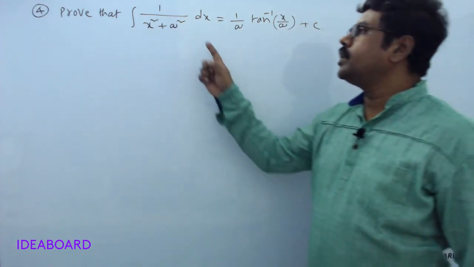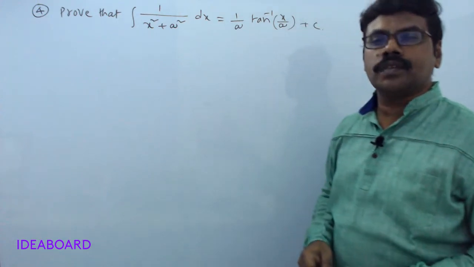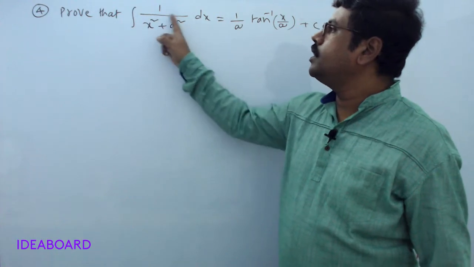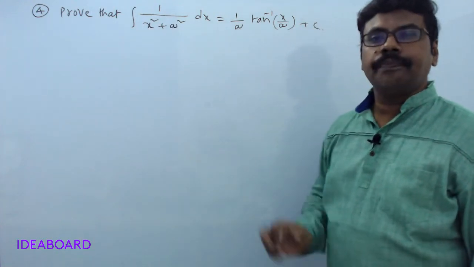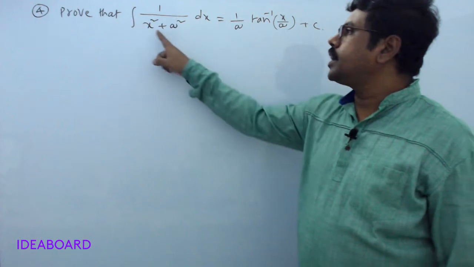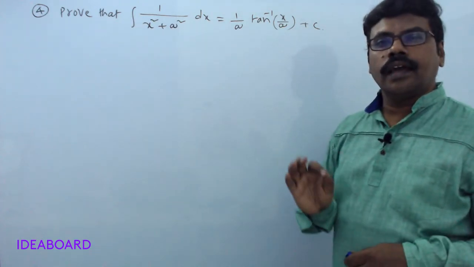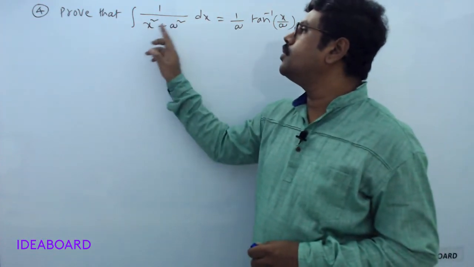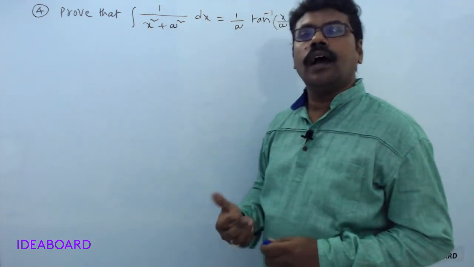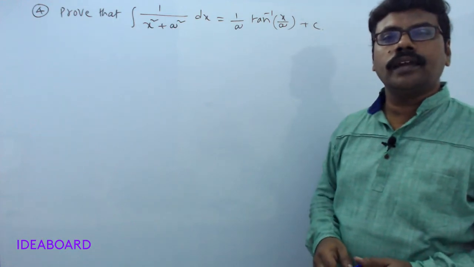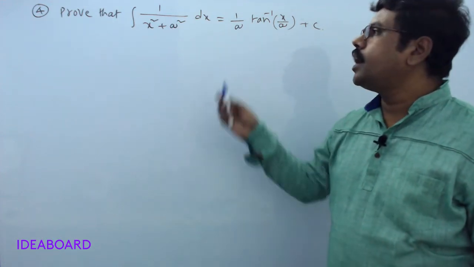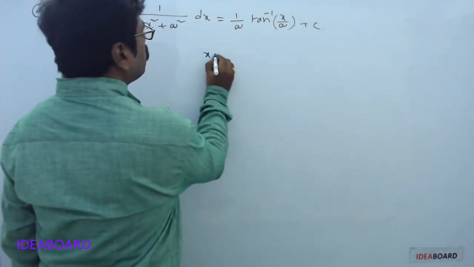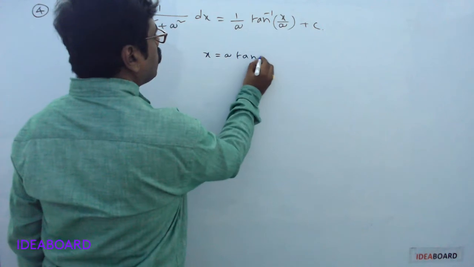Here I am going to derive this formula by substitution method. If you observe the denominator, what is the denominator? x square plus a square. If the expression is x square plus a square, then you take the substitution as either x equal to a into tan theta or x equal to a into cot theta. Here I am going to take the substitution as x equal to a into tan theta.